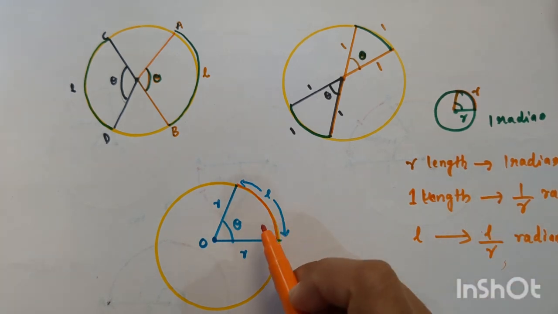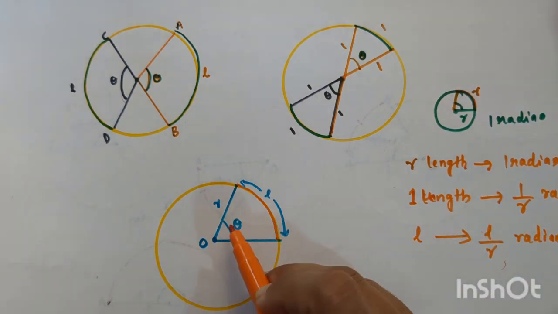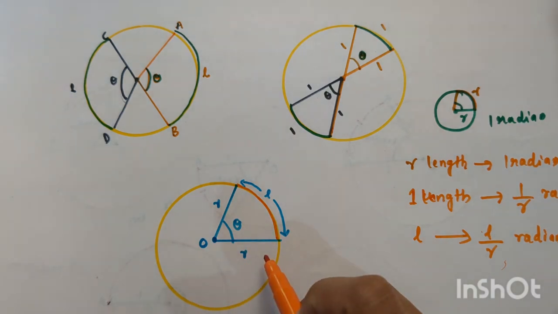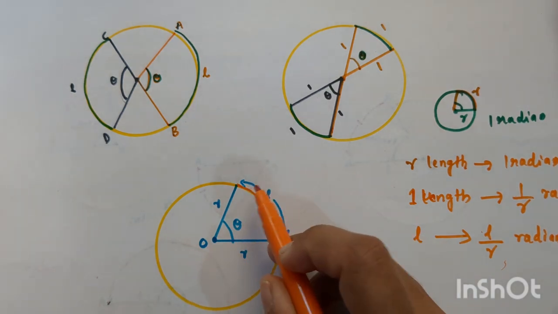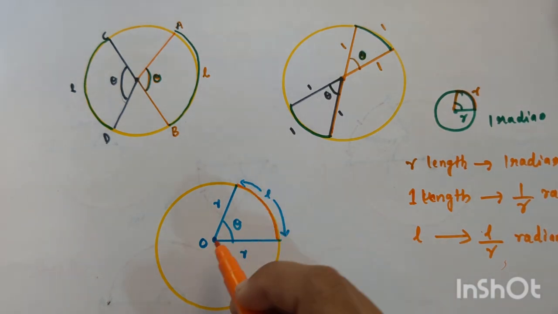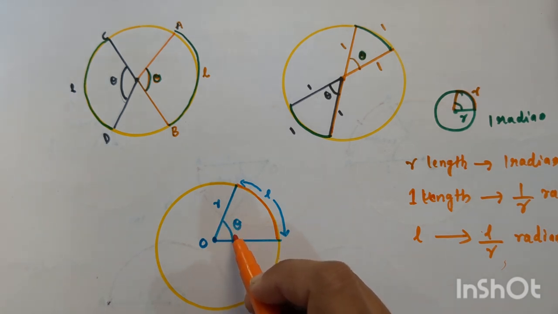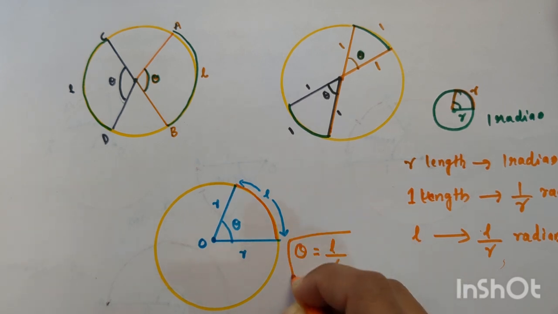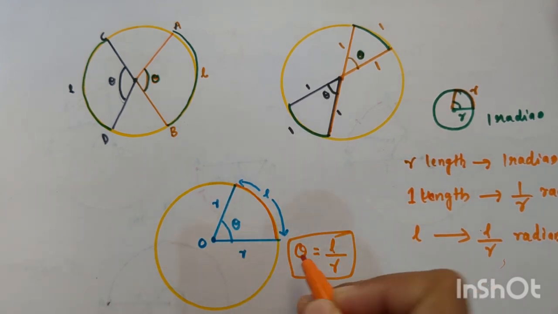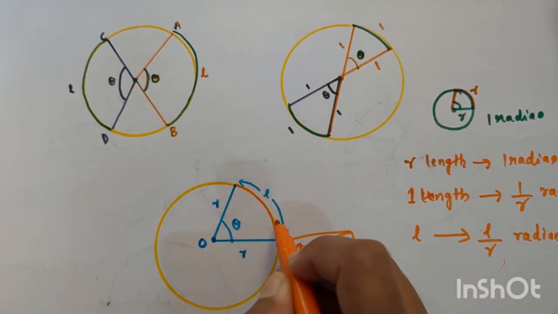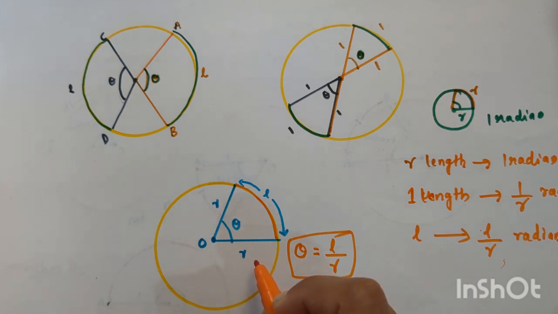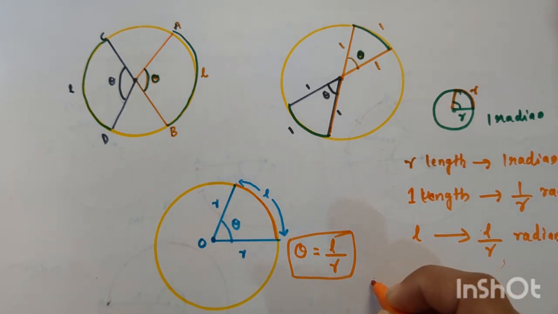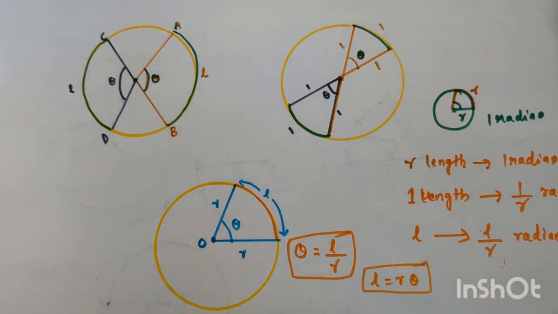So here, consider this circle of radius r. We have an arc of length L that subtends an angle theta radian at the center. So we can write theta is equal to L divided by r. So this is actually like angle is equal to arc length by radius. From this you can write L is equal to r into theta.